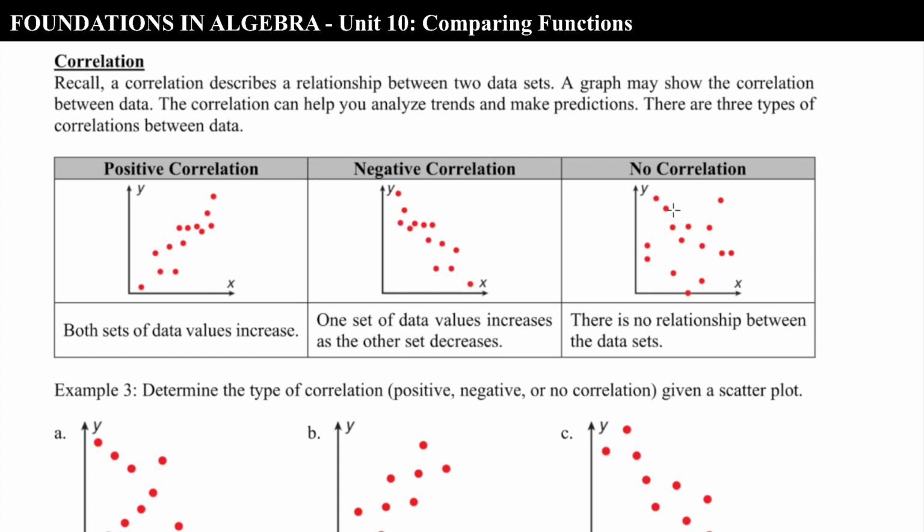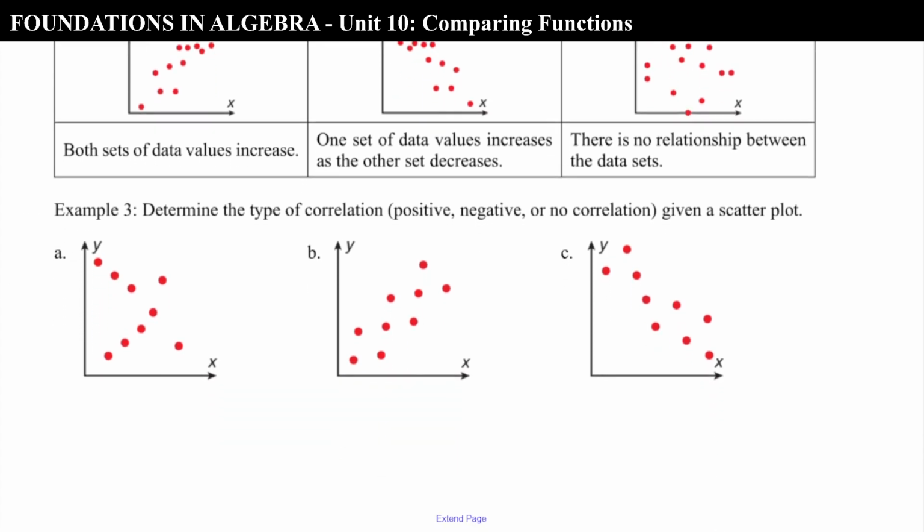Okay, and then no correlation is when we can't get a read on whether or not there's a positive or negative correlation. Everything's just kind of spread out, so we can't tell if we would have positive or negative here. So in example 3, let's determine the type of correlation, whether it's positive, negative, or no correlation.